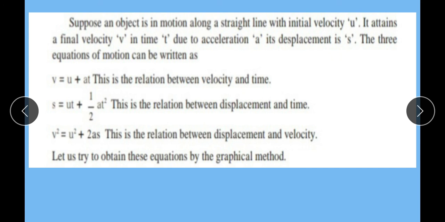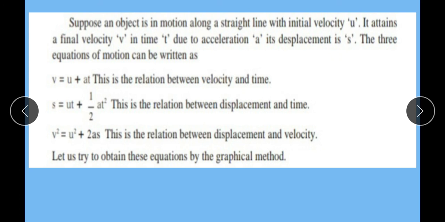In this equation, starting from v and ending with t, v is for velocity and t for time. So the first equation shows the relationship between velocity and time. Now the second equation, s equals ut plus 1/2 at squared. Observe the first letter, s for displacement, and the last letter, t, for time. So this second equation shows the relation between displacement and time.